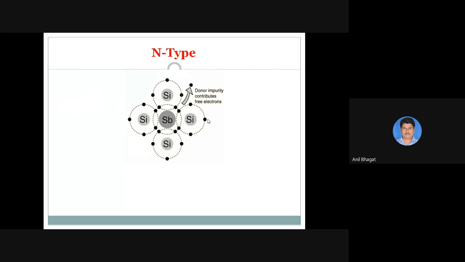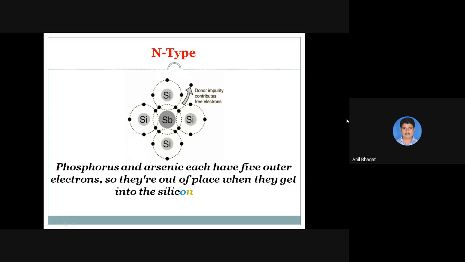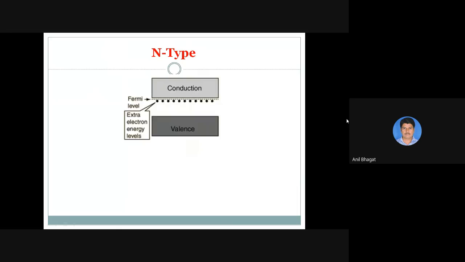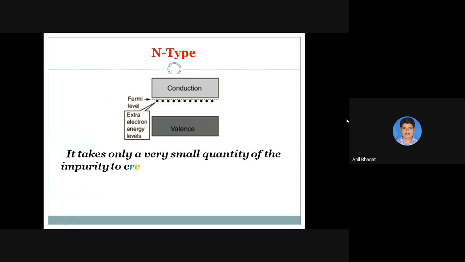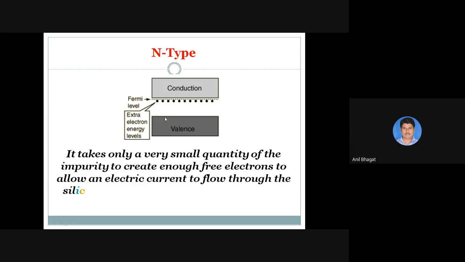Donor impurity means it donates electrons, and now the number of electrons available in the conduction band, this is very important. In n-type material, the major charge carriers are the electrons, and the minor charge carriers are the holes. So phosphorus and arsenic are the best examples of impurities added to the pure semiconductor Si. So this is the diagram. Then the extra electron, the conduction electrons. You know that there is no valence hole present in the valence band, but electrons are present in the conduction band. Extra electron energy levels are already available in the conduction band due to the addition of the impurity in a pure semiconductor.